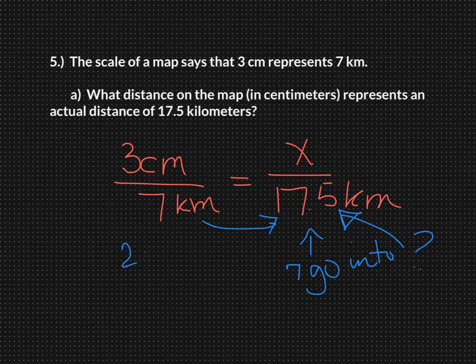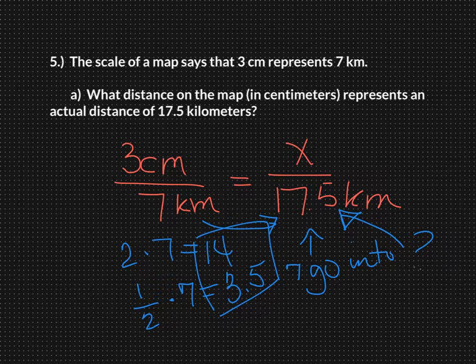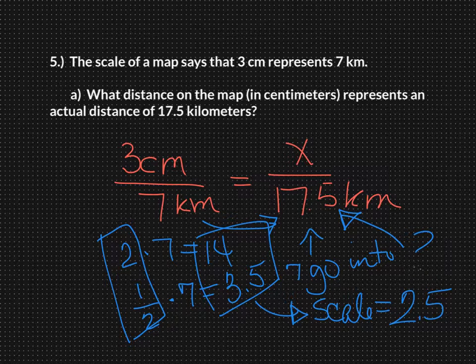Well, I know that 2 times 7 is 14. And I also know that half of 7, or 1/2 times 7, is 3.5. And that gives me my 17.5. So my answer for the scale is 2.5. So I need to multiply 3 times 2.5, and that's going to give me my answer.